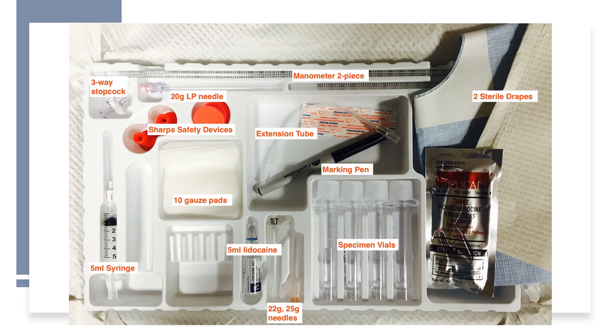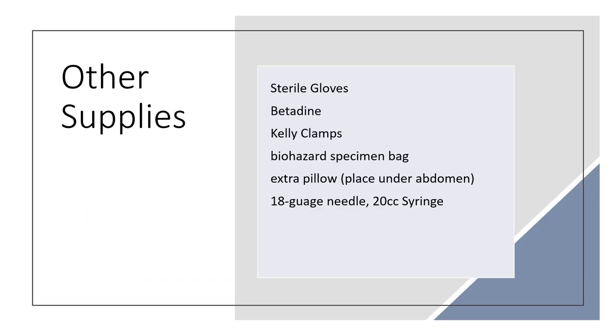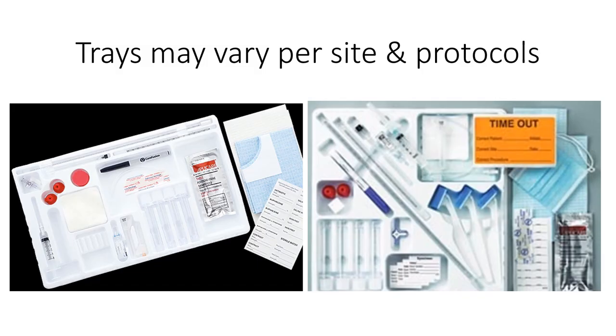3 swab sticks. A marking pen. A fenestrated drape. Band-Aid. And 1% lidocaine, a 5 milliliter or 10 milliliter bottle. And the package is your betadine. Other supplies: sterile gloves for the physician, betadine. Sometimes the physicians like a lot more than comes in the package, so usually you'll have a bottle of betadine to pour into the tray. Kelly clamps, a biohazard specimen bag, an extra pillow to place under the abdomen, an 18-gauge needle or a blunt fill tip needle, and a 20cc syringe. Trays may vary per site and per protocol. Here are just 2 different types of lumbar puncture trays.